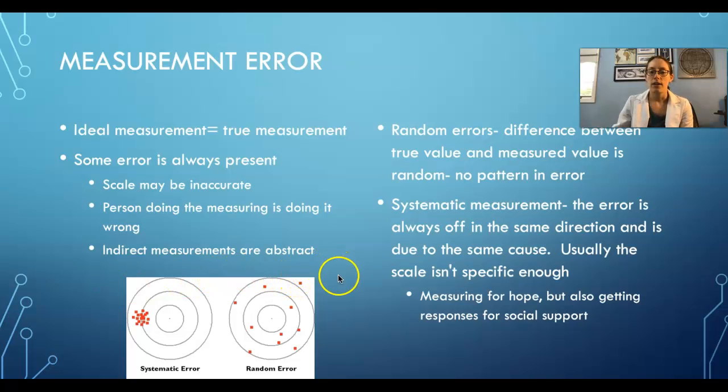So the other thing is we have a scale that doesn't quite meet the specificity, oh my goodness, enough. So maybe we're measuring hope on a scale, right? That's a difficult thing to measure. But what we also really get is responses for social support. So maybe what we've learned here is there is a correlation between hope and social support, but we weren't measuring social support, we were trying to measure hope. So it usually means the scale isn't specific enough.